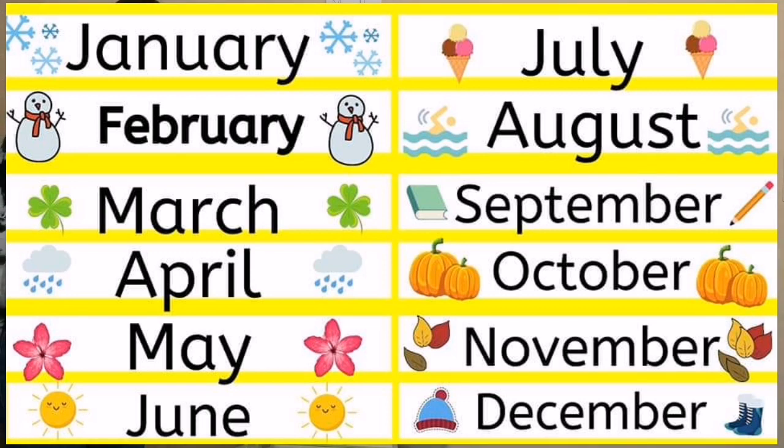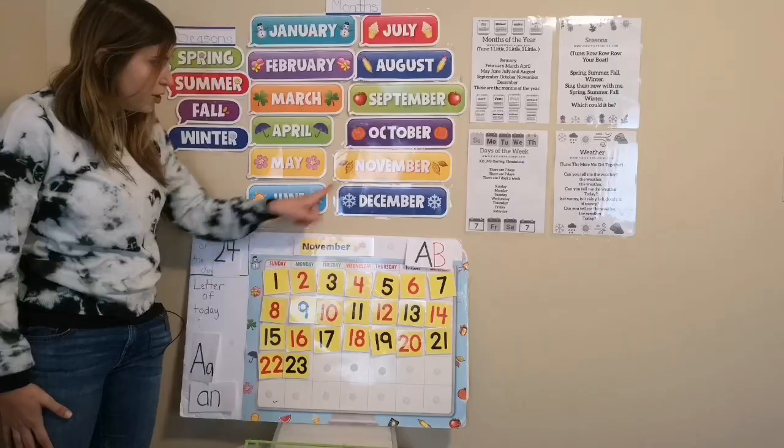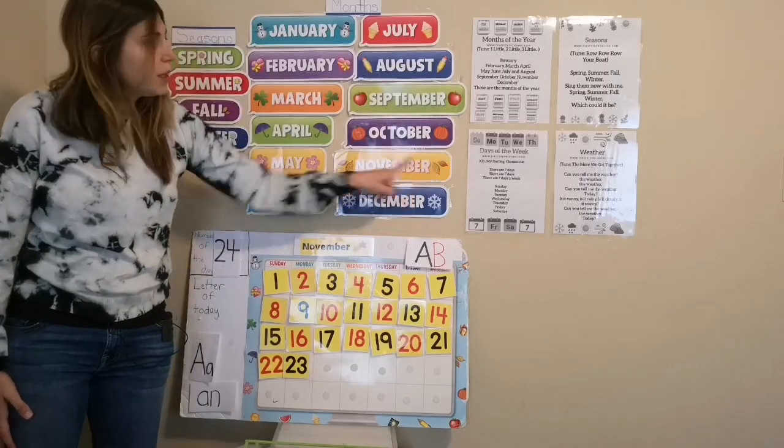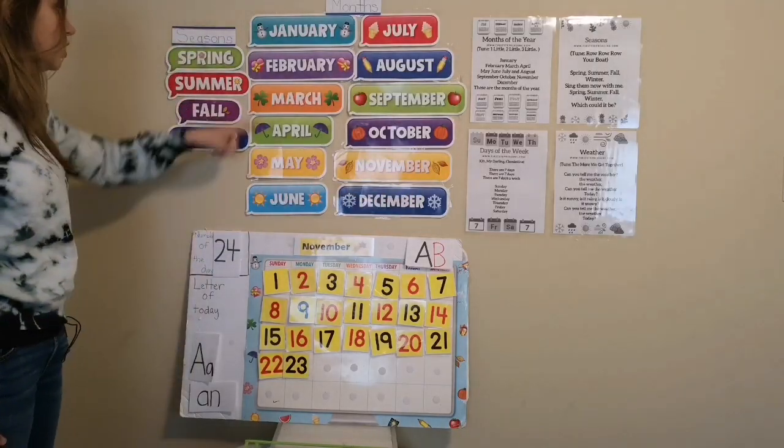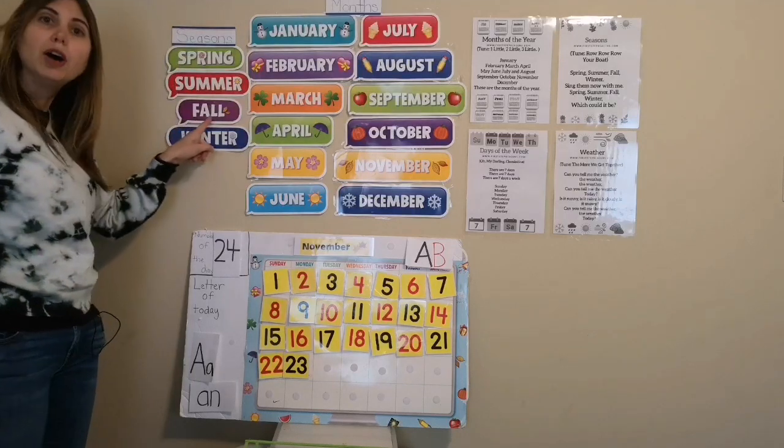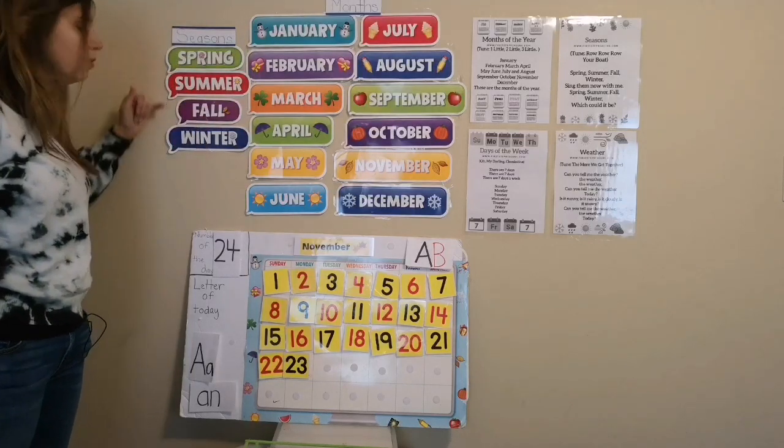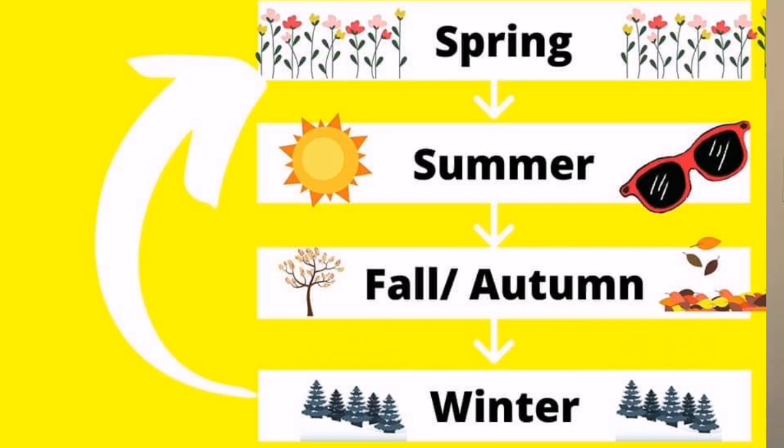These are the months of the year. So today we're going to talk about November. And November falls in the season of fall or autumn. There are 4 seasons in the year. There's spring, summer, fall, and winter.